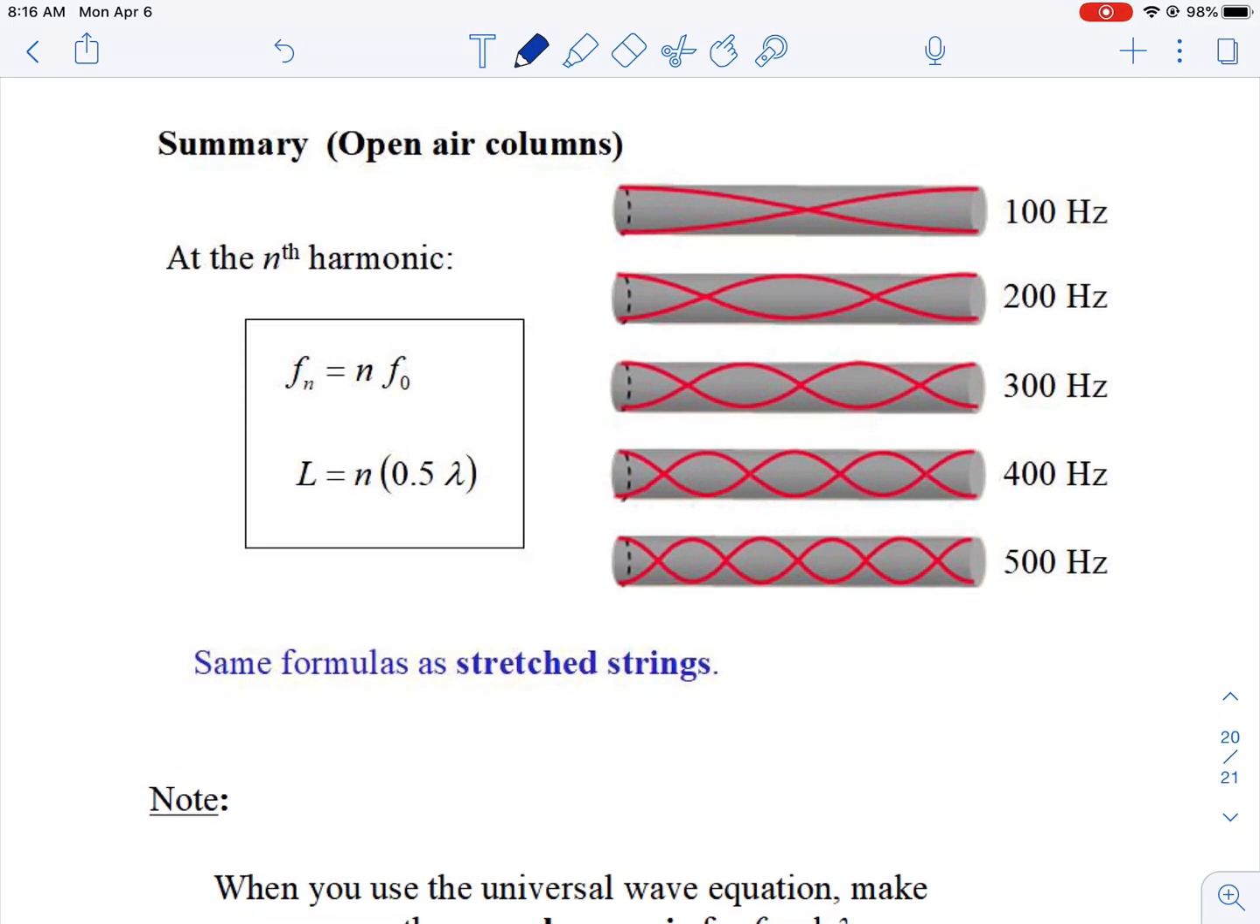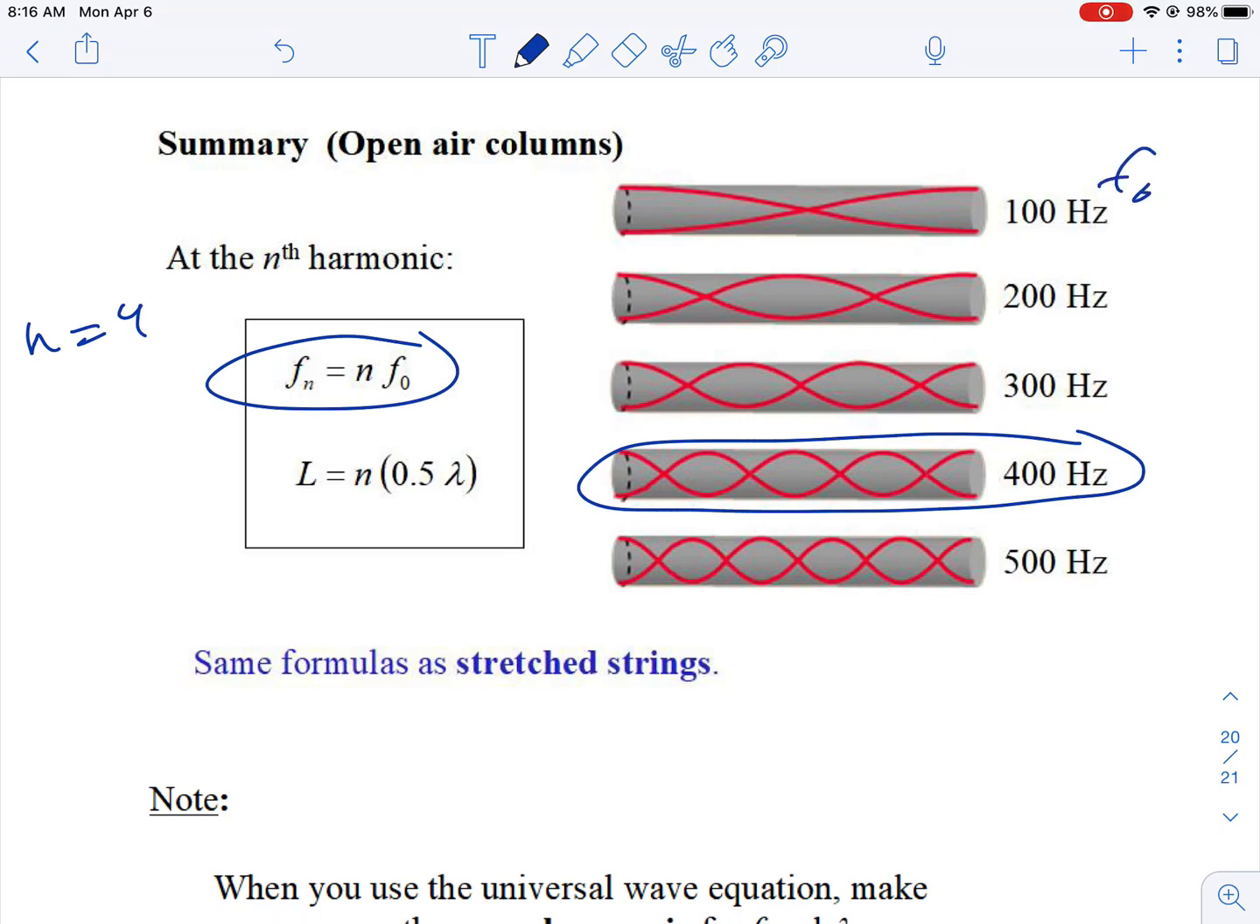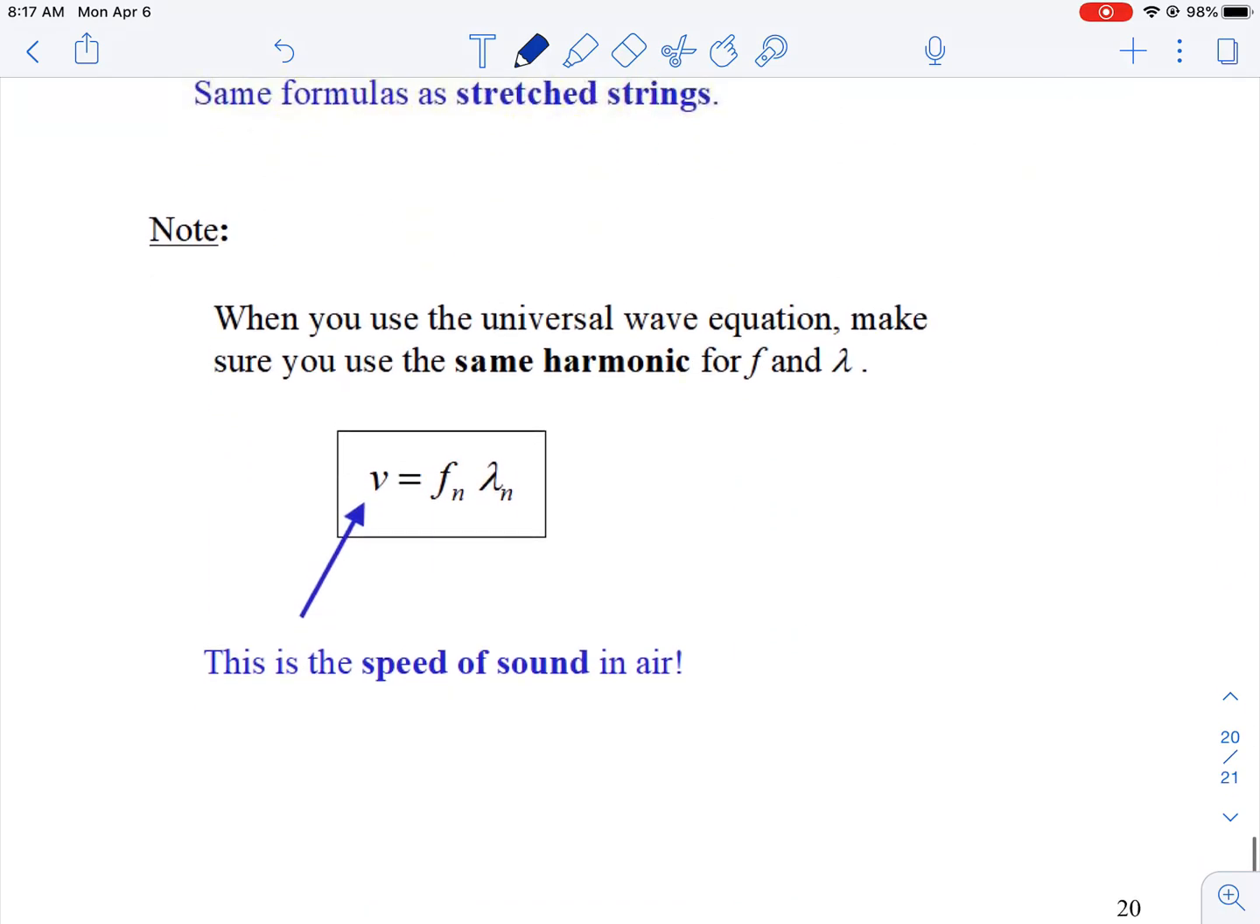Here's a summary with maybe prettier pictures than what I had there. And again, remember, every harmonic actually exists. And when it becomes an open air column, we still use fn is equal to n f naught. So again, if n happened to be equal to 4, as we have right here, that's 4 times the fundamental frequency. And if you'll notice, there's 1, 2, 3, 4 of those. So there'd be 4.5 lambdas. So that's still accurate. And again, if you use lambda, this still represents the speed of sound in air.